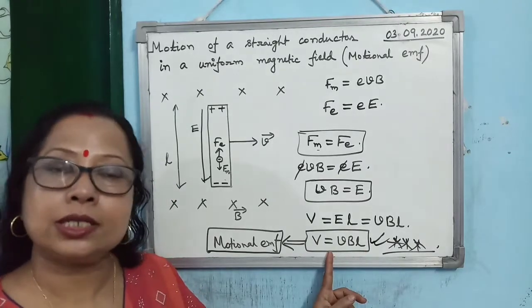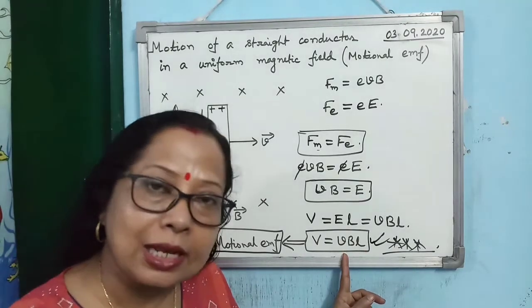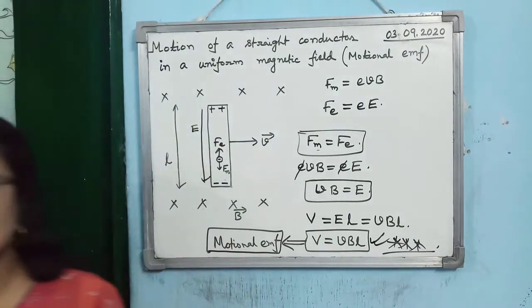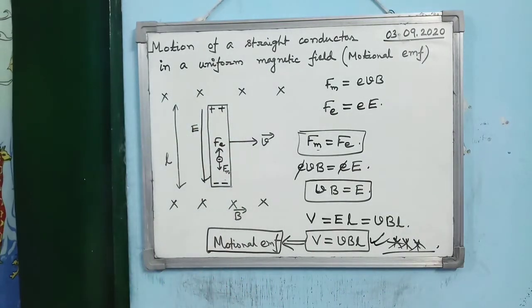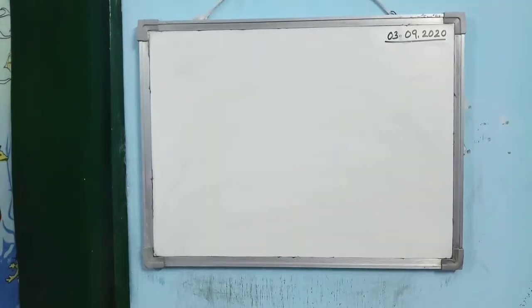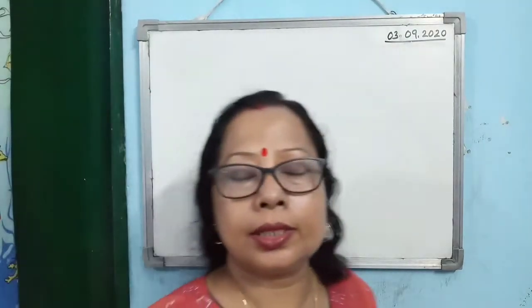V is the velocity of the conductor, B is the magnetic field where the conductor is moving, and L is the length of the conductor. So you must learn it, as I said already, very important topic of this chapter. Now the practical examples of this concept or this topic.